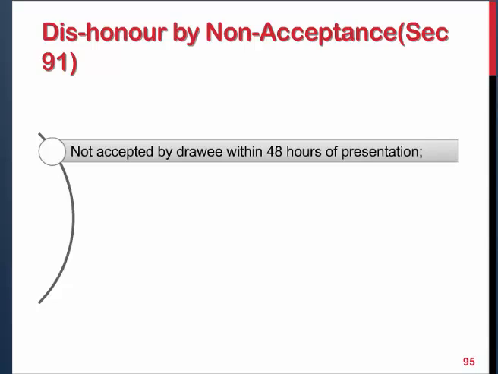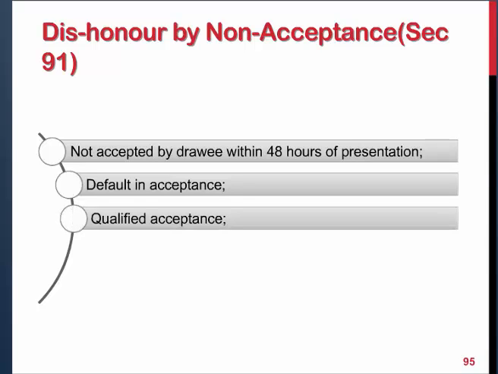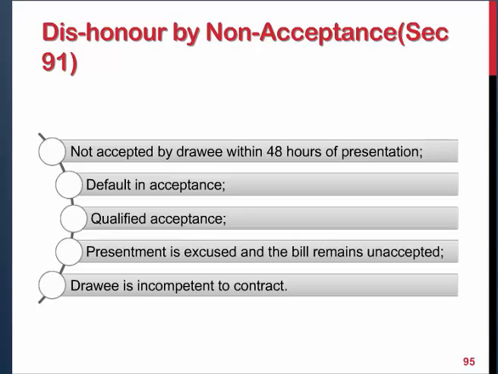When the drawee either does not accept the bill within 48 hours of presentation or refuses to accept it, when one of the several drawees, not being partners, makes default in acceptance, when the drawee gives a qualified acceptance, when presentment for acceptance is excused and the bill remains unaccepted, when the drawee is incompetent to contract.